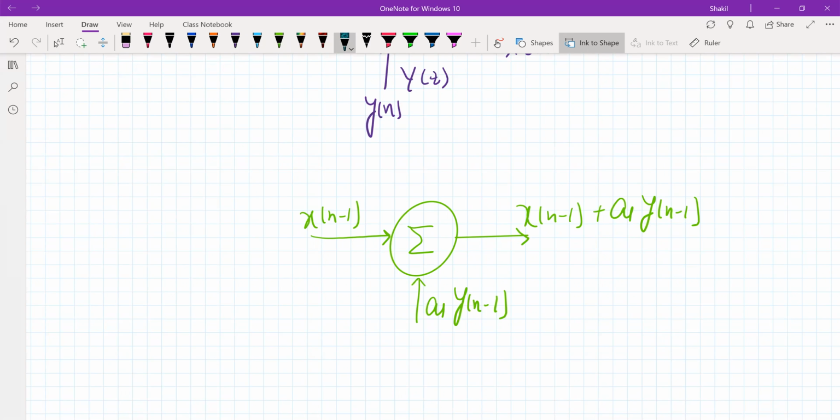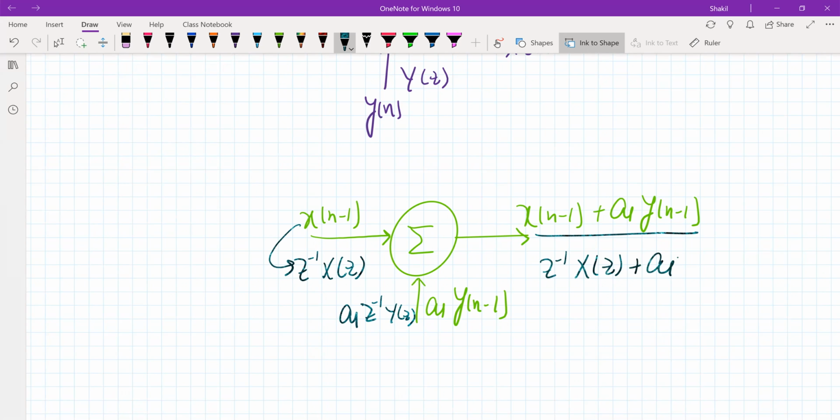Right? So the same input-output relationship in frequency domain. See, this is the input. This is the z transform of this. Now the z transform of this will be a1 z inverse Y of z. So the output in frequency domain will be z inverse X of z plus a1 z inverse Y of z. So this will be the output in frequency domain, right?